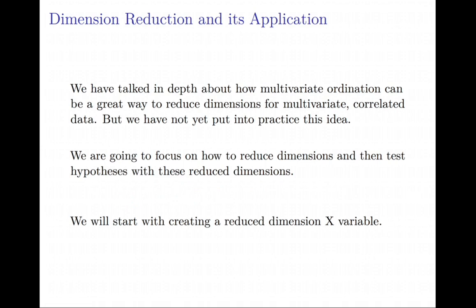Okay, so we have talked in depth about how multivariate ordination can be a great way to reduce dimension for multivariate correlated data, but we have not yet put into practice this idea. So we're going to focus on how to reduce dimensions and then test hypotheses with those reduced dimensions. We will start by creating a reduced dimension X variable.